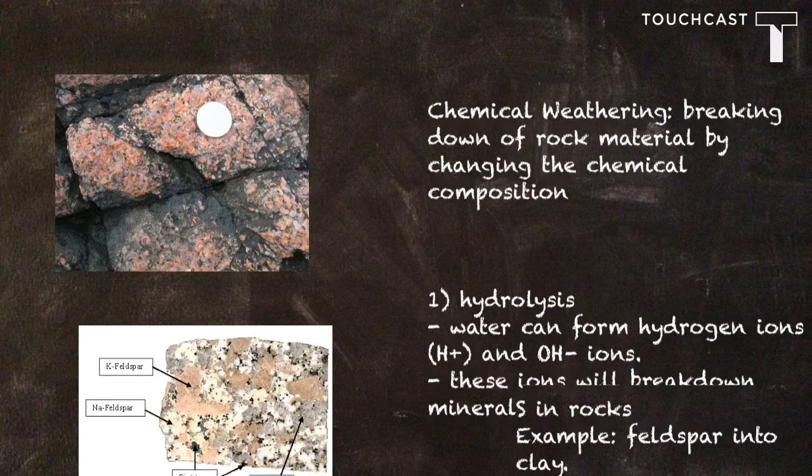For example, here I have feldspar. Feldspars that we find in granite that help keep that rock together can be broken down by this hydrolysis by water and will change into a clay which is called kaolinite.